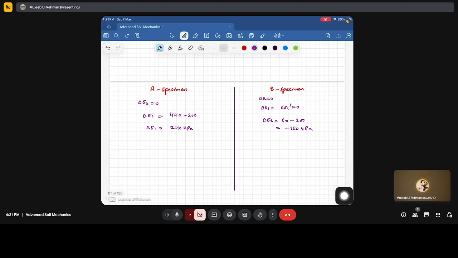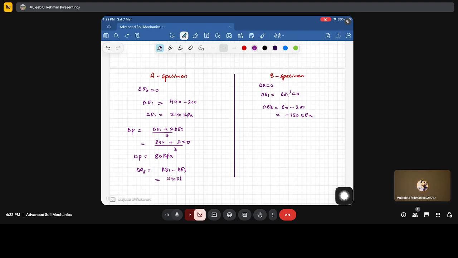Now we have the delta sigma 1 and delta sigma 3 values. Can we find the delta P? Delta P is equal to delta sigma 1 plus 2 times delta sigma 3, divided by 3. So delta sigma 1 is 240 plus 2 into 0, divided by 3. So delta P is 80 kPa. And also delta Q is delta sigma 1 minus delta sigma 3. Delta sigma 1 is 240 kPa and delta sigma 3 is 0. It means that delta P is 80 and delta Q is 240.